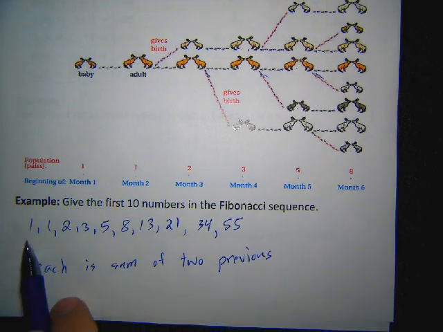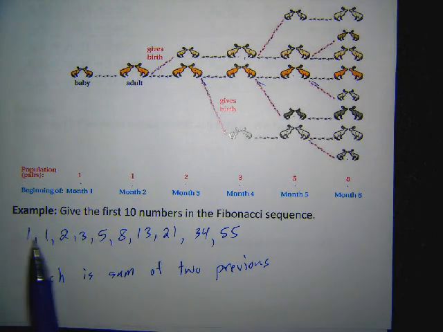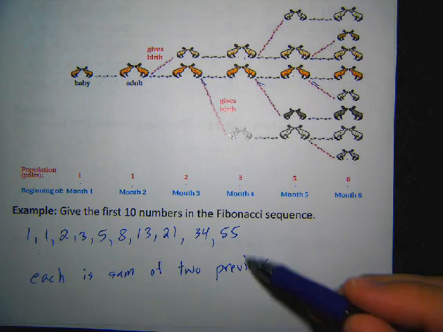But start with a pair of babies. I think it makes most sense to start with 1, 1 because the first month they just have to grow up. So this is how we'll do it: 1, 1, 2, 3, 5, 8. So that's the Fibonacci sequence.